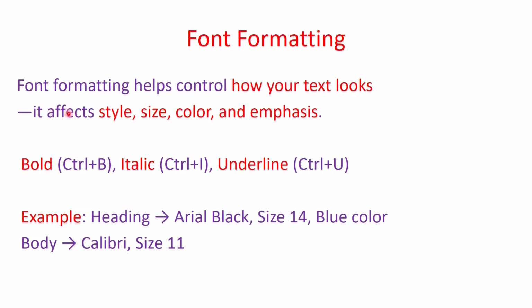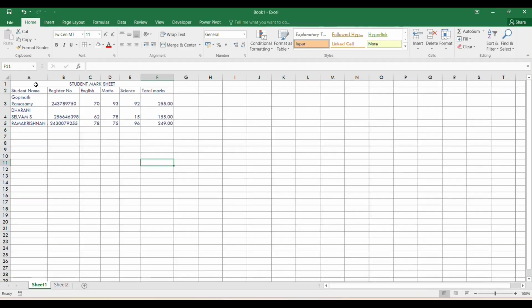Next, font formatting. Font formatting helps control how your text looks. It affects style, size, color, and emphasis. Proper font selection improves readability and gives a professional finish to your worksheet. The steps to format font are: first select the cell or text you want to format, then go to Home, then select the Font group on the ribbon. From here you can change font style, color, size, bold, italic, underline, etc.